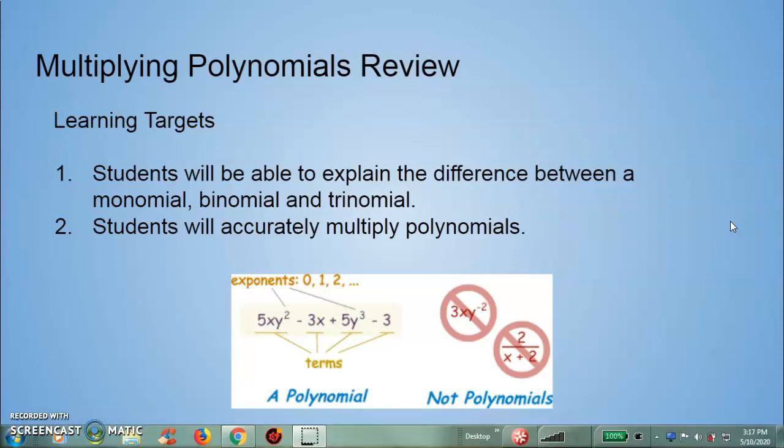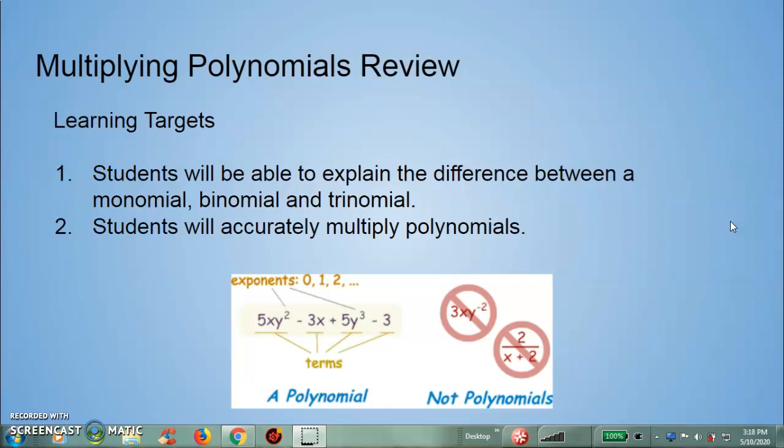Hey everybody, this is just a quick review on multiplying polynomials. One of the reasons I want to do this right now is that pretty soon we're going to start working on factoring. Factoring is really simply division. So in order to get ready to factor quadratics, I just want to work on multiplying quadratics. All right, so you can see the learning targets there.